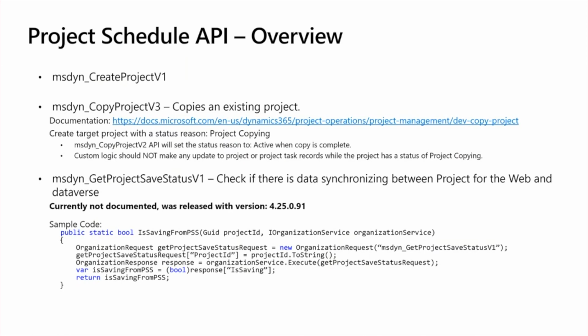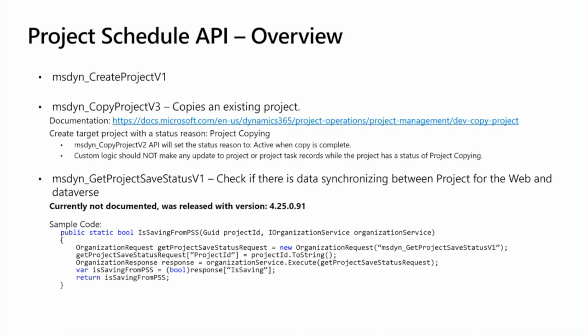What will happen is that as soon as you start copying, the target project will get a status reason of project copying. And as long as that status is project copying, you should not do any interaction. So you should not have custom logic trying to do updates or modifications to projects or project tasks, because that would interfere with the copy functionality, and typically we will end up with projects which are not fully copied. So as long as that status is project copying, we should not run any other logic on that project. The moment that this function has finished, it will set the status of the target to active, and that's the moment that we can start using that functionality.